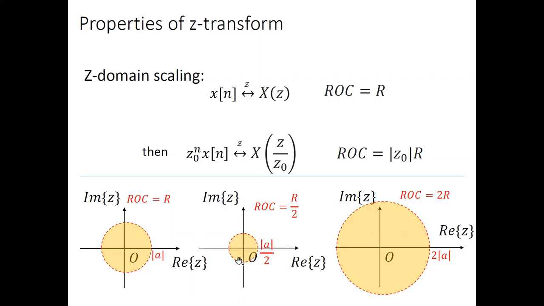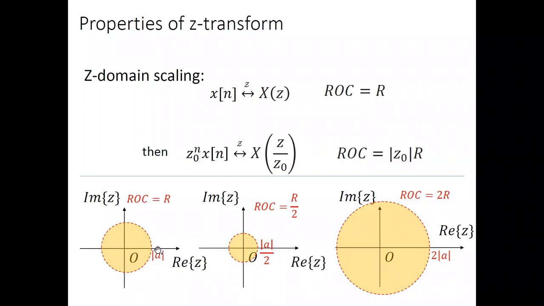And the ROC is still inside the circle. So by dividing an ROC by a positive constant, we are shrinking the circle, but the direction of the ROC does not change. When I say the direction does not change, I mean when the original ROC is inside the circle, the new ROC is still inside the circle. And when Z0 magnitude equals 2, so the new ROC is 2 times R, it is still inside the circle, but the circle has a radius that's 2 times the original radius.